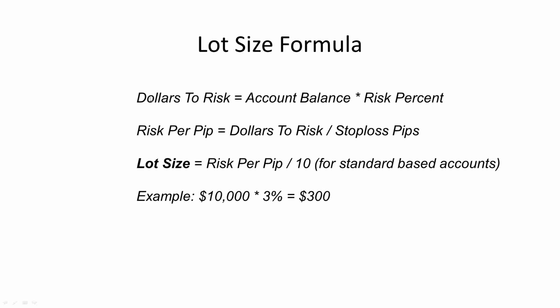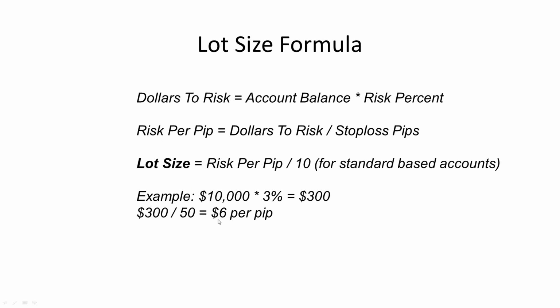That's how many dollars to risk I want to use, right? So we calculated that now, dollars to risk, $300. Okay, now we're going to determine our risk per pip. So that's going to be our dollars to risk, 300, divided by our stop loss, which I'm saying is 50 pips in this example. So it's telling me I can risk $6 per pip.